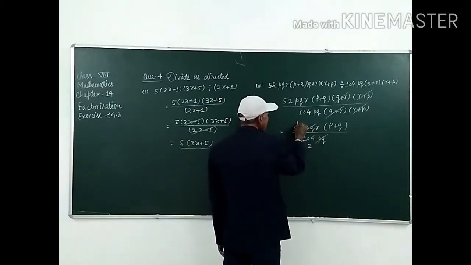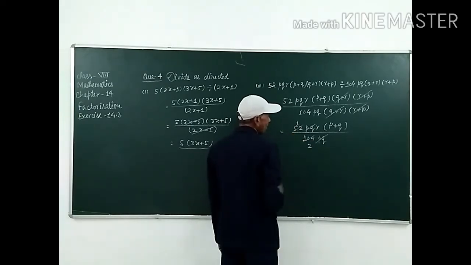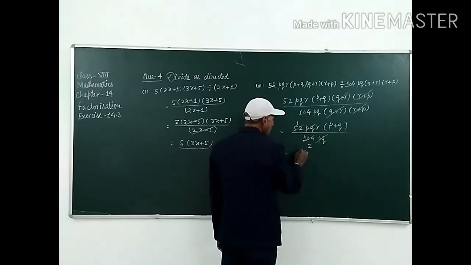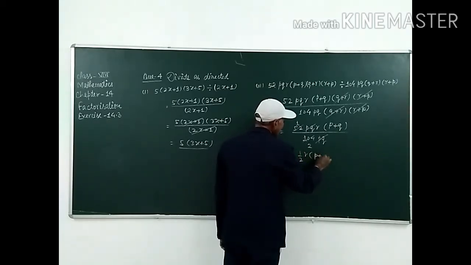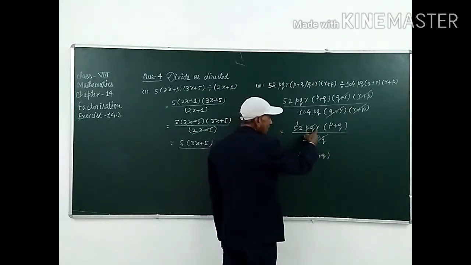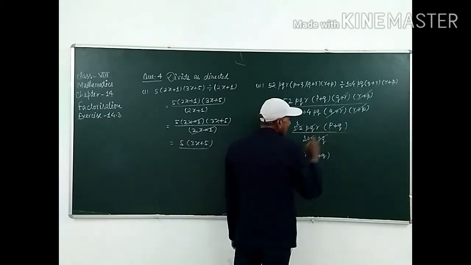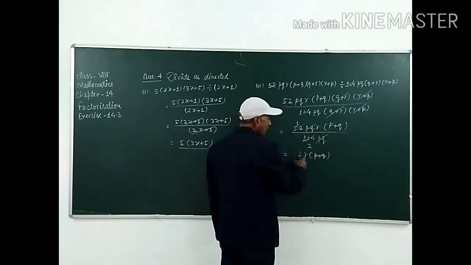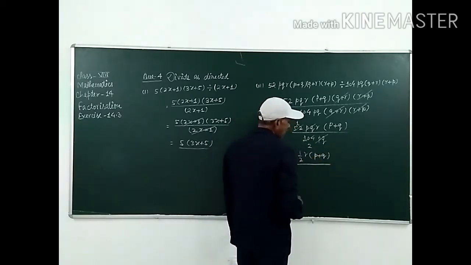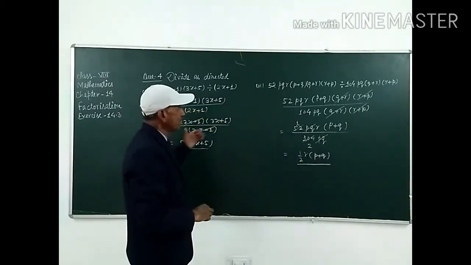52 goes in 104 two times. So student, this 104 is a multiple of 52, so we can divide it directly, and it will be 1 by 2 R into P plus Q. This one will be the answer, student. R remains here, and this P plus Q remains. So this one is R into P plus Q, 1 by 2 into R into P plus Q. This is the answer, student.